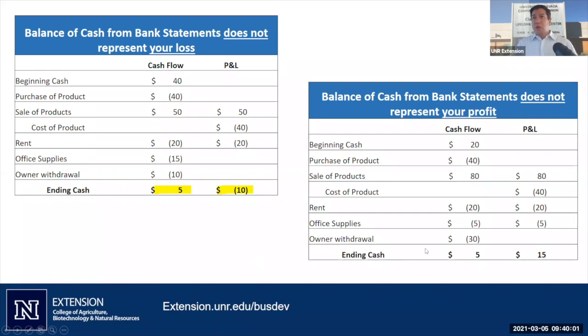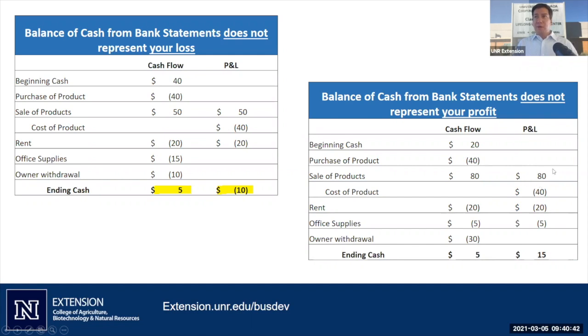So in this one, we have a different story. Cash flow of 20, 40 product, 80 sales, 20 rent, 5 office supplies, 30 owner withdrawal. Because, hey, we made sales of 80 in this particular scenario, so I'm taking more money for myself. So we have a net cash flow of 5.